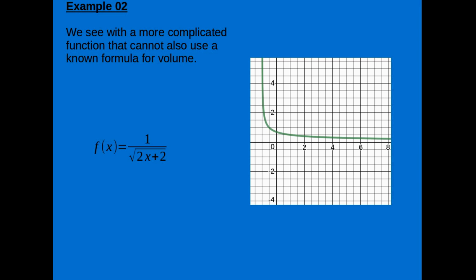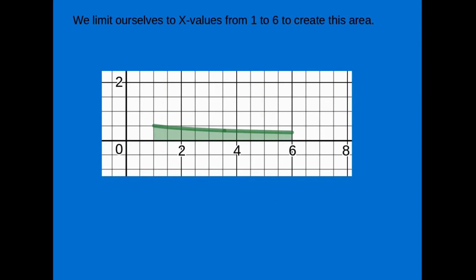Now in example 2, we're going to see a more complicated function, one that we cannot use a known formula for to find the volume. So we'll start with our function, which is 1 over the square root of 2x plus 2, as shown on the green line there. We're going to limit our x values to be 1 to 6 and create an area underneath that.